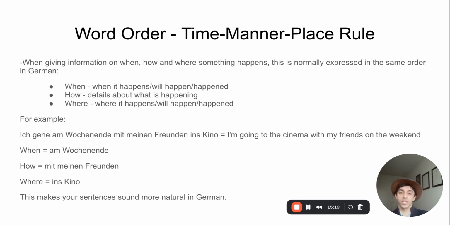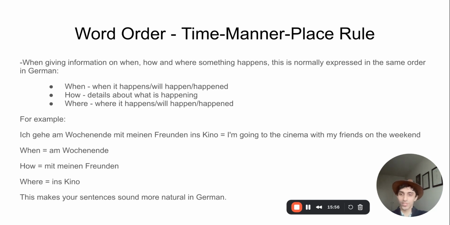You might find sometimes you don't have how. There's bits like these details, like with my friends, extra details of what's happening will not be there, or you might not need to specify where you're going exactly. But even if you're just talking about when and how, I would still stick with this order: when first and then how, for example, or when first and then where. So even if you remove one of the elements, try and stick with this word order. This would make your sentences sound more natural in German. Some GCSE examiners could even simply think that this is more correct.